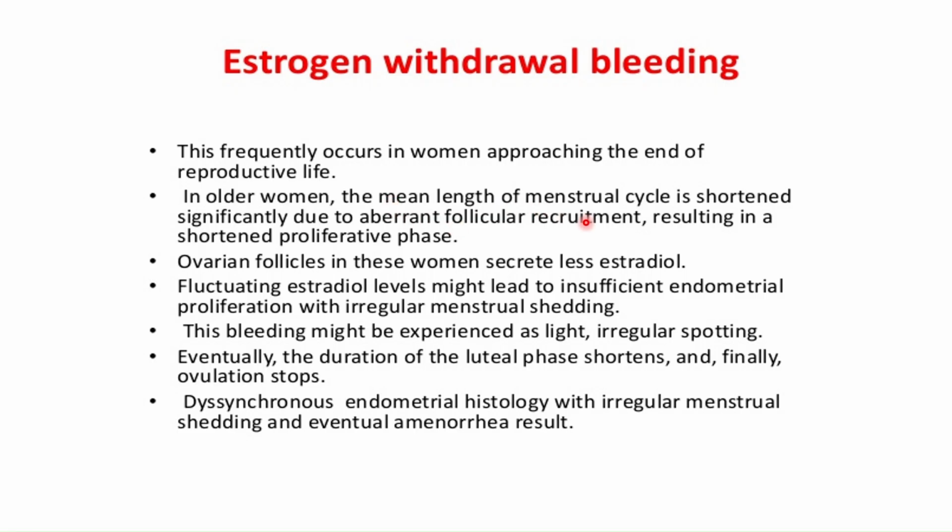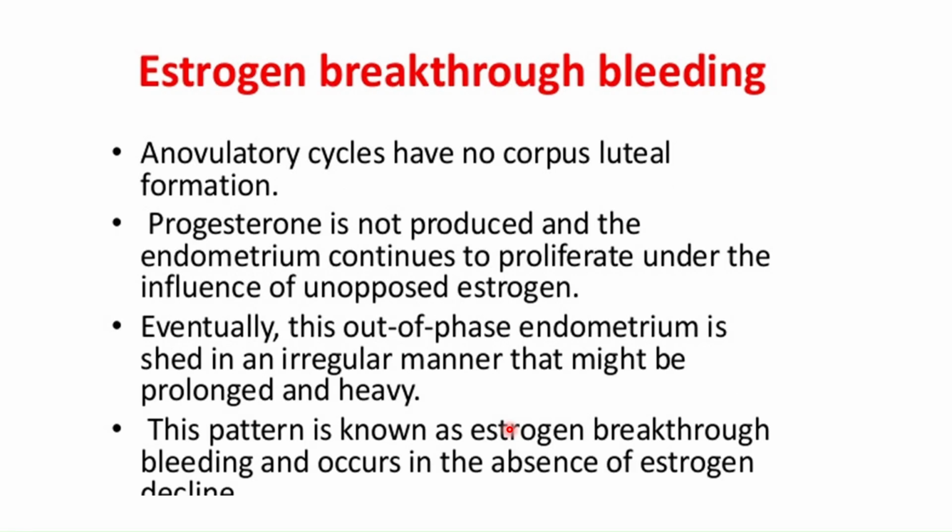That means the menstrual cycle is shortened and there is aberrant follicular recruitment resulting in a shortened proliferative phase. So, ovarian follicles in this woman secrete less estrogen, and this fluctuating estrogen level might lead to insufficient endometrial proliferation with irregular menstrual shedding. And this bleeding is light, irregular spotting. Eventually, the duration of the luteal phase shortens and finally ovulation stops. So this asynchronous endometrial histology with irregular menstrual shedding results in eventual amenorrhea.